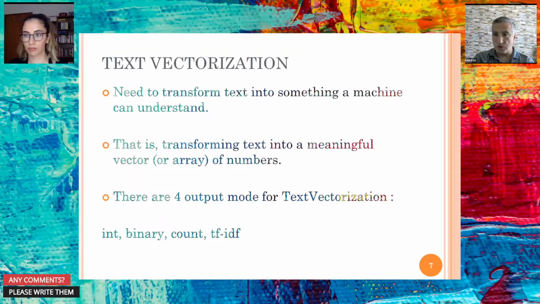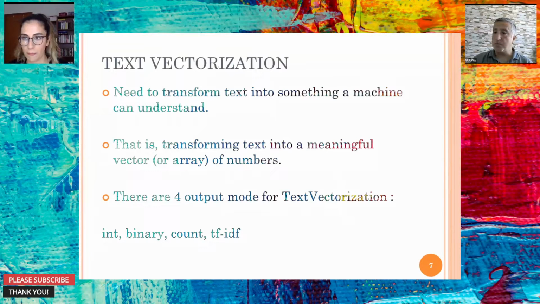So you are going to use this Keras preprocessing layer for text preprocessing, right? Yes. Okay, so why are we using that? Because we need to transform text into something a machine can understand. And you have already explained there are some ways to do this. In short, transforming text into a meaningful vector, array, or numbers. There are 4 output modes for the text vectorization layer. But let's stop here for a little more explanation of why we are using the Keras text vectorization layer.